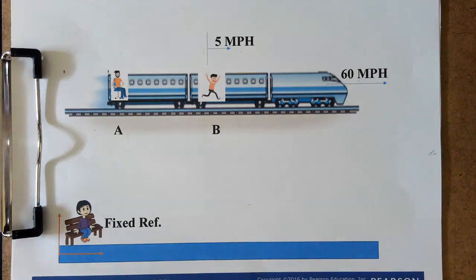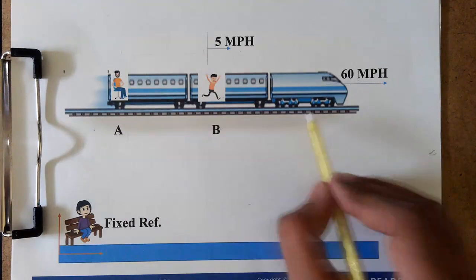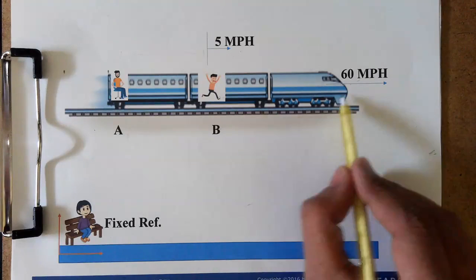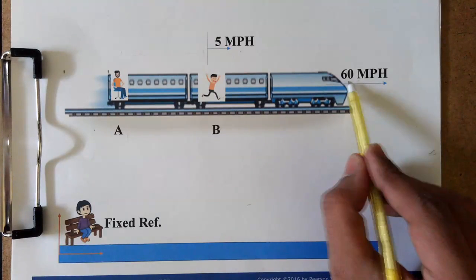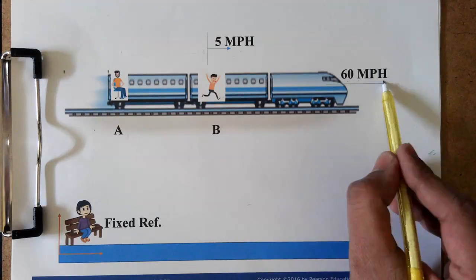So this topic is about relative motion analysis. Let's apply the relative motion analysis first to only translation motion, and then we will apply it to general plane motion. So this is a train. The train goes towards the right with the speed of 60 miles per hour.